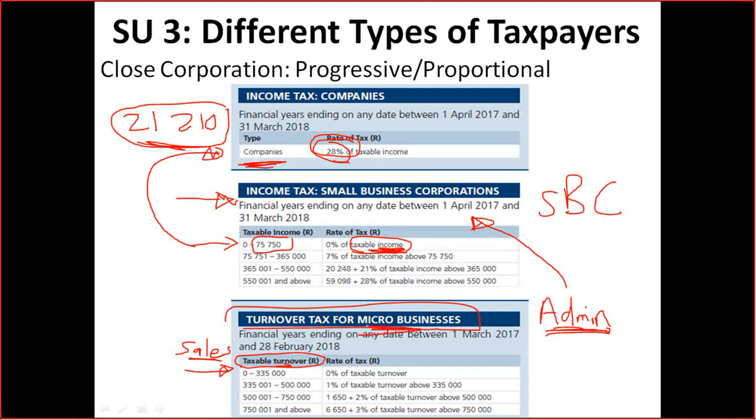If you're a micro business, that's one of the benefits. You'll see them talk about pros and cons, just to give you one of the advantages. If you're a micro business, you don't even have to worry about this admin. All you have to do is just keep track of your sales. That's it. Yes, sir. How much did I sell?